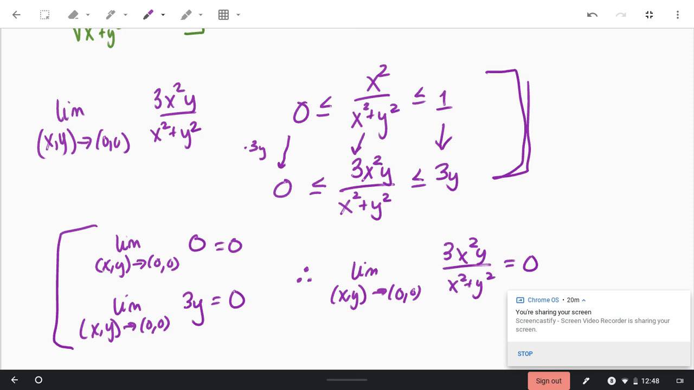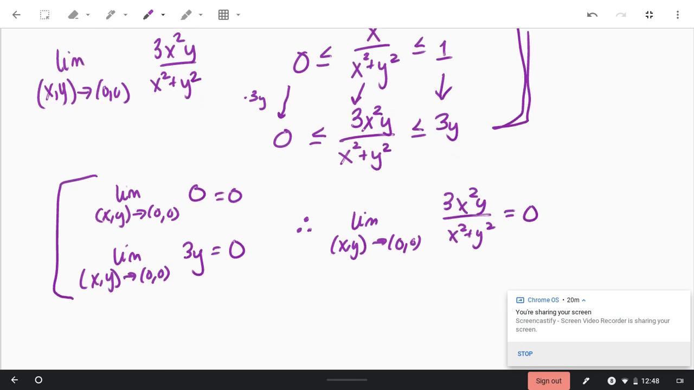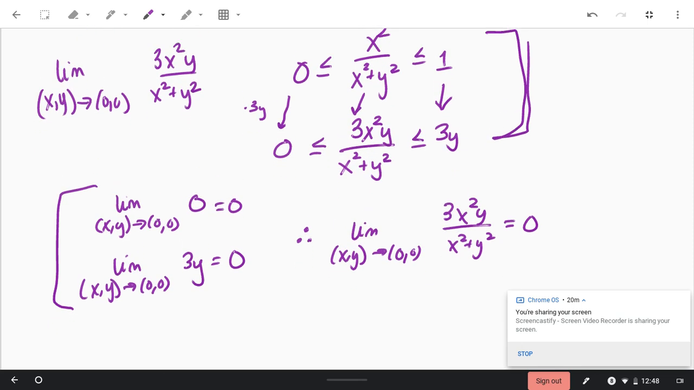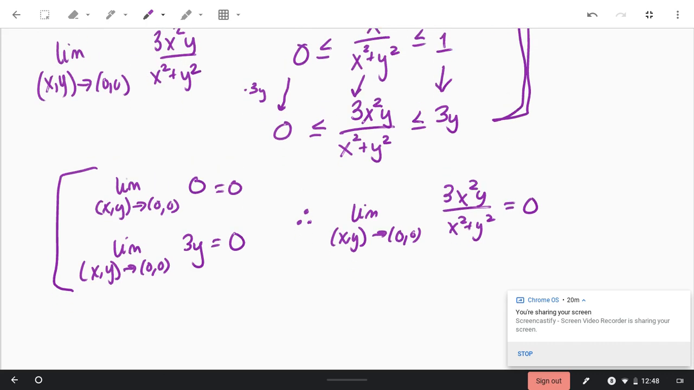I feel like my screen is getting a little bit glitchy, so I'm going to stop here. That's the end of the limit section. Then I'm going to make a second video for continuity.